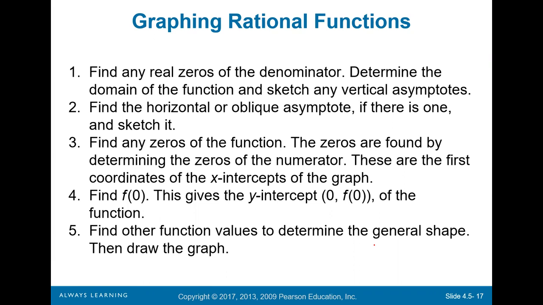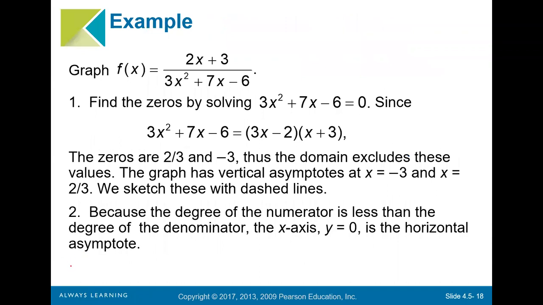So plug in 0 for x, and we're going to find our y-intercepts. Plug in the whole thing equal to 0 and solve, and it's going to give me my x-intercepts. Sometimes you're going to need to use points other than the intercepts. All right, so let's do this. So finding the zeros by solving the denominator, right? Because remember, that's going to tell me my vertical asymptote, my domain, my restrictions.